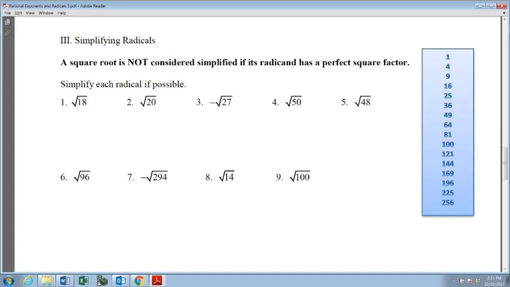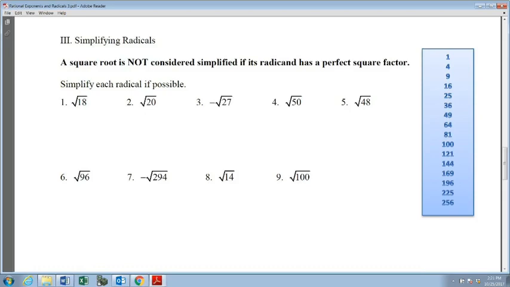Notice it says a square root is not considered simplified if its radicand has a perfect square factor. Now I think most of us can relate to simplifying fractions. This process of simplifying radicals is quite different, but the whole purpose is kind of the same. In the end, we want to make sure that when we get a radical answer, that they all look the same. And so we simplify our radical answers.